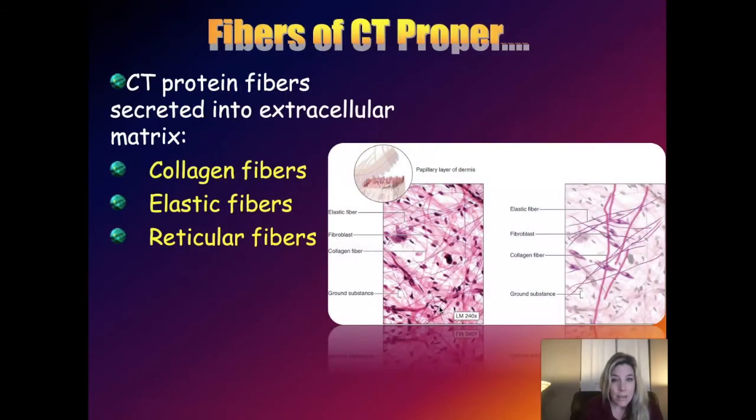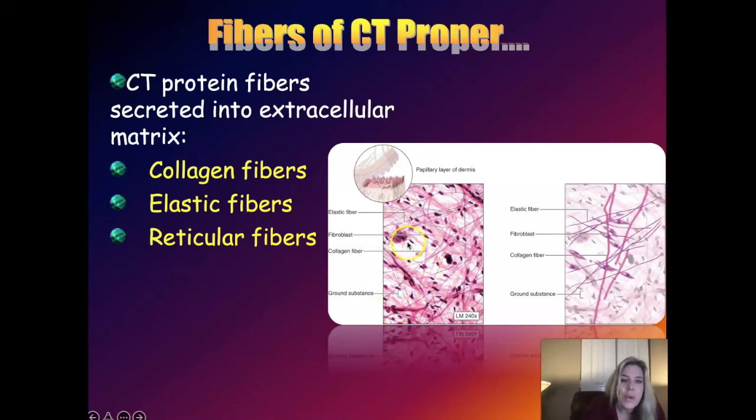Okay, so let's take a closer look at the fibers of the connective tissue proper. So these protein fibers are secreted right into that extracellular matrix. And as you'll recall, we identified collagen fibers, elastic fibers, and reticular fibers. So let's look closely at the photograph and the diagram here that illustrate this. So again, elastic fibers are very thin. They're kind of stretchy. Collagen fibers are much thicker. So if you just look here at the difference between the elastic fiber and the collagen fiber, you can right away tell the difference there.